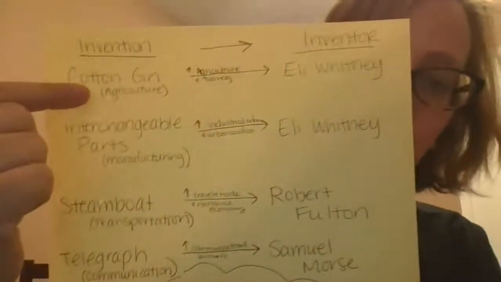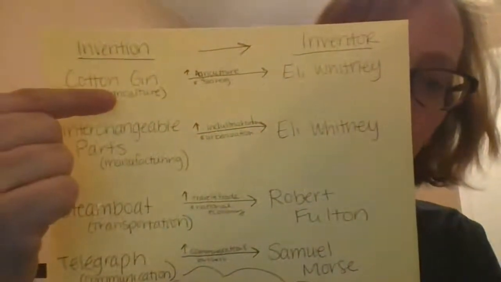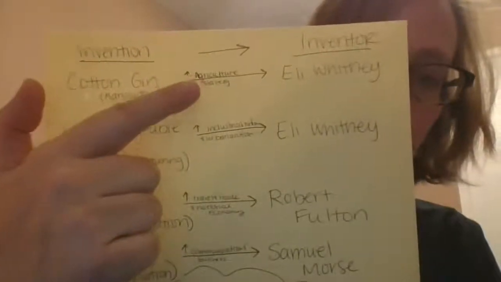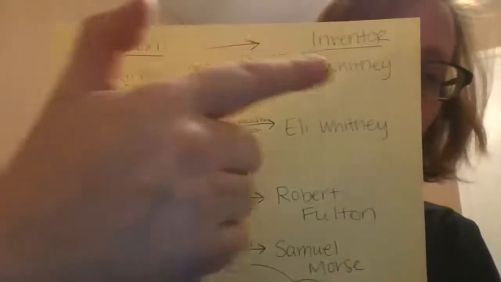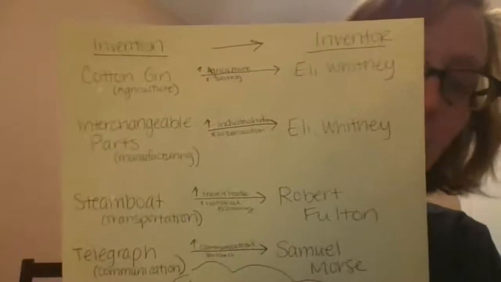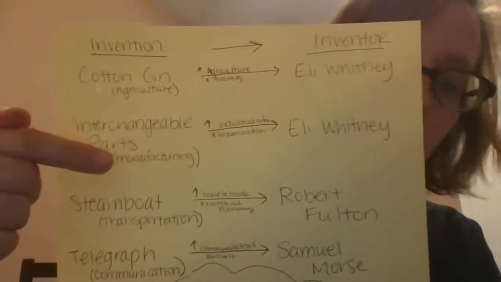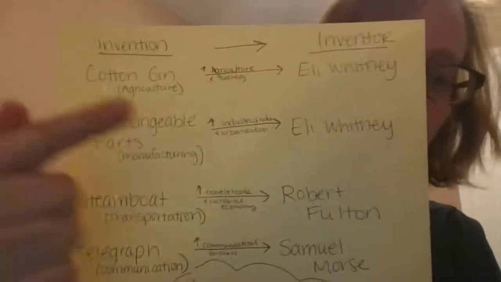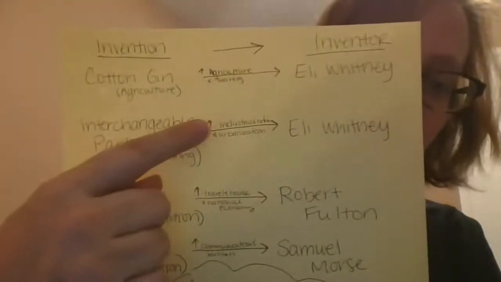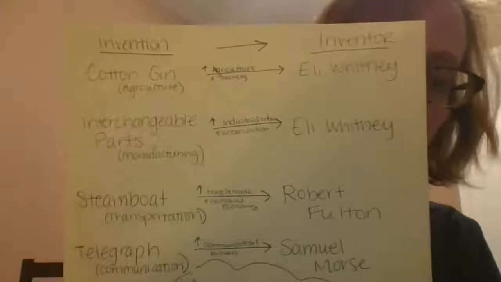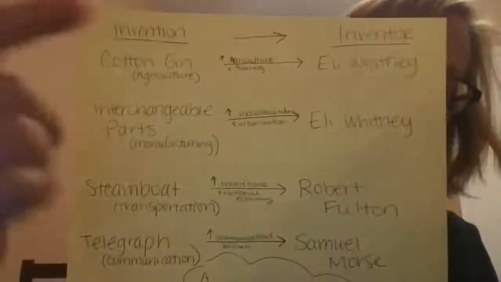The cotton gin is an improvement in agriculture. So it's increased agriculture and it's going to increase slavery, and it is invented by Eli Whitney. Interchangeable parts is an improvement in manufacturing. So it's going to increase industrialization and increase urbanization. And I'm going to go over urbanization by itself in just a second.